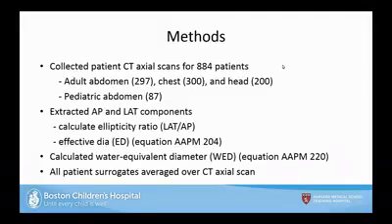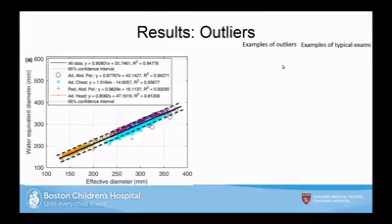And all patient surrogates were averaged over the CT scan. So the AAPM report 204 said that we should use the center of the scan, but we're going to argue that we should be looking at the entire scan, and I'll show at the end why that should be.